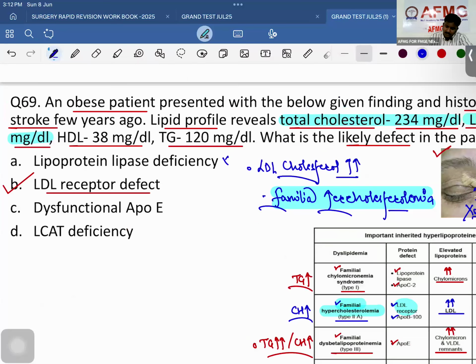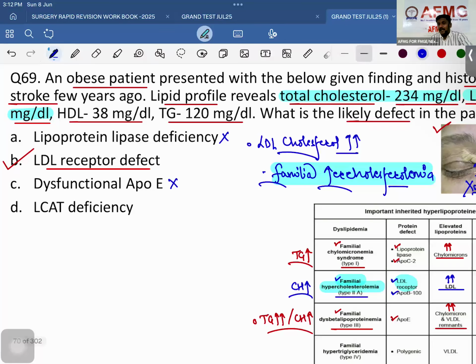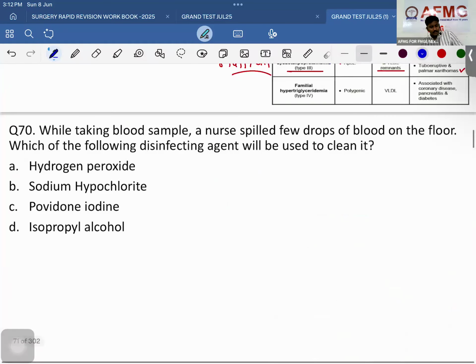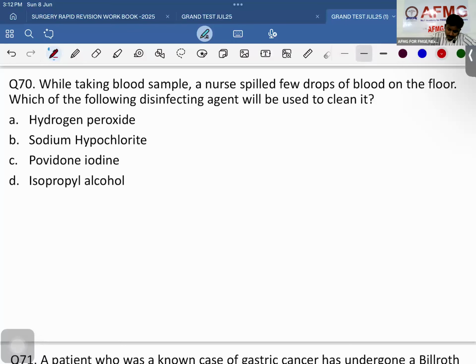Lipoprotein lipase deficiency is known to cause type 1 hyperlipoproteinemia, where triglyceride levels are high, beta. Clear? Here the triglyceride level is normal. Normally triglyceride should be less than 150 milligrams per deciliter. In dysfunctional ApoE, beta, triglyceride as well as cholesterol levels both should be high. Okay, in LCAT deficiency the cholesterol ester level is high, child. That is important.